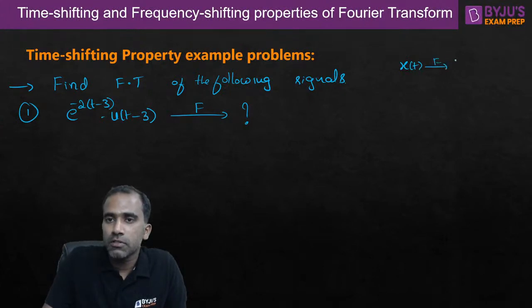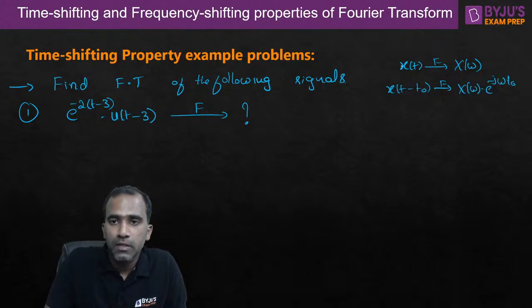If x of t has Fourier transform X of omega, then x of t minus t naught has Fourier transform X of omega into e power minus j omega t naught, right? Keeping this in mind, first of all you should know the Fourier transform of one signal. This is the signal that we want to find the Fourier transform of. Without shifting, let us write it.